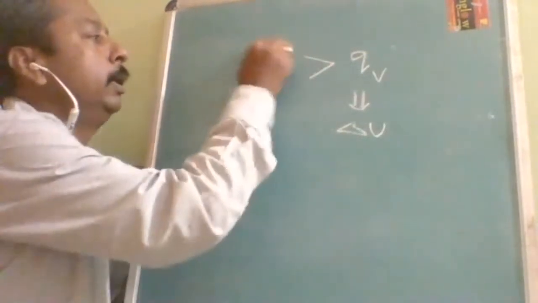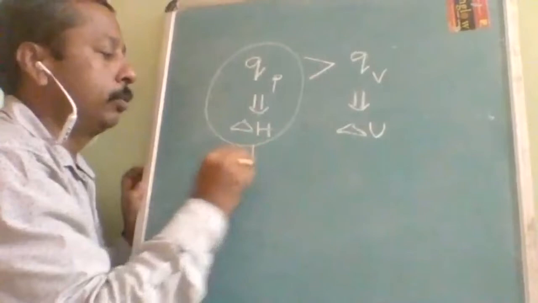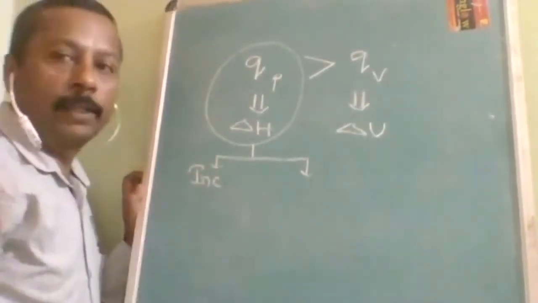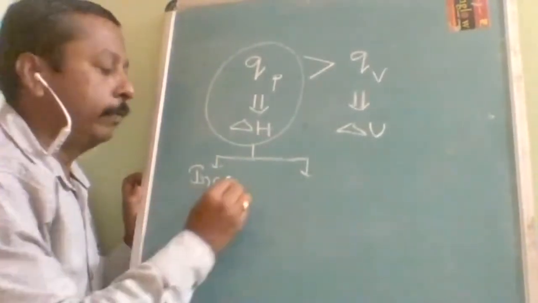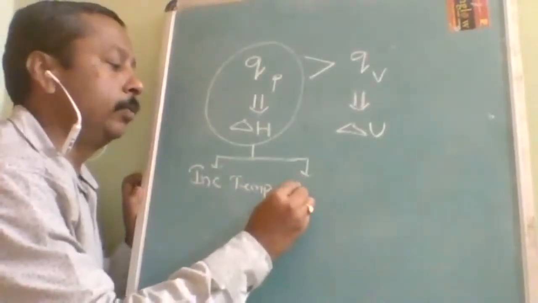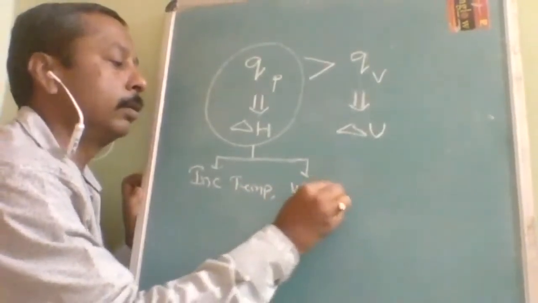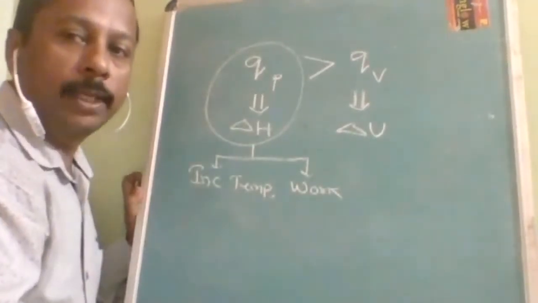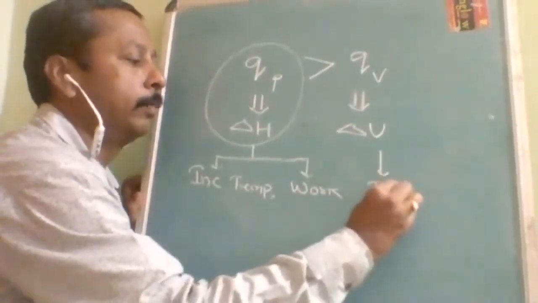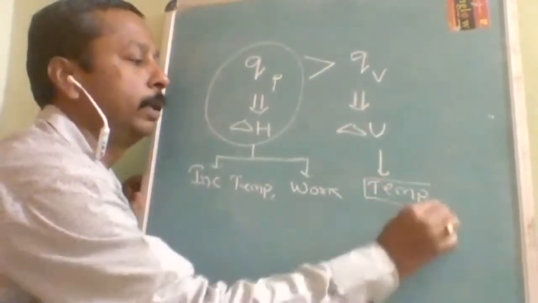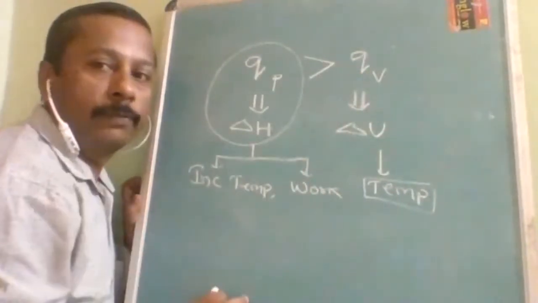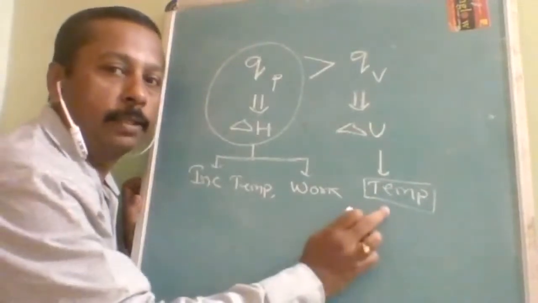That is because here two things have to be done. One is to increase the temperature. Some of the heat given will be used in increasing the temperature, and some of the energy will be used in doing work. At constant volume there is no change in pressure or volume, so only temperature will be increasing. That's why we require less energy to change the temperature.